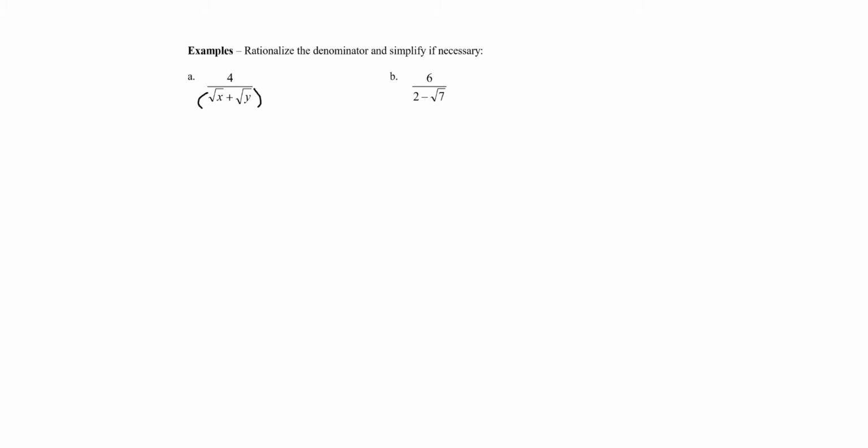So I'm going to write it over here. Our conjugate for the square root of x plus the square root of y would be the square root of x minus the square root of y. So again, the same two terms, you just do the opposite sign. And remember, whatever we do to the bottom, we have to do to the top.